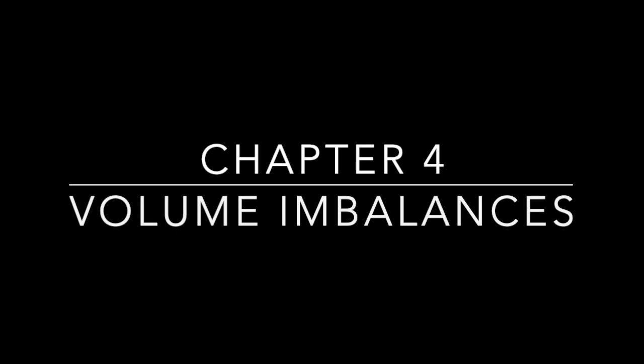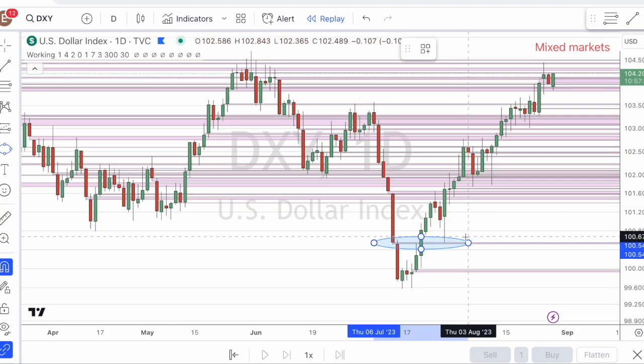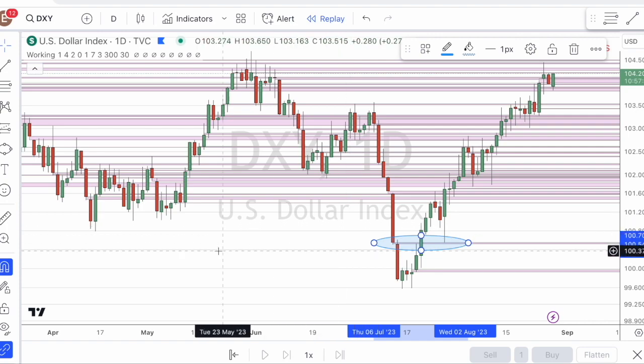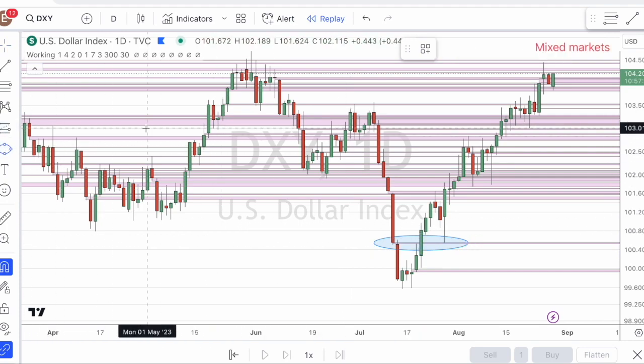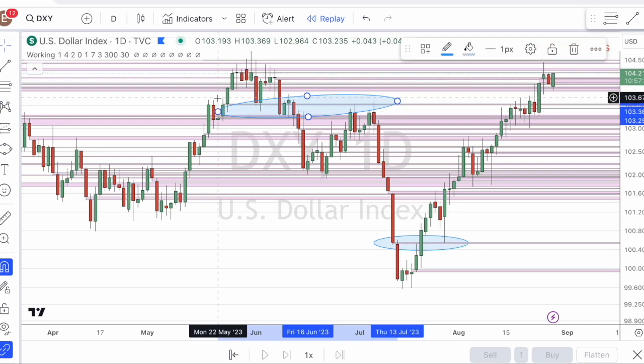Chapter 4. Volume imbalances on the same time frame. I am a great fan of volume imbalances on daily chart though, as they are a must-have on any asset class. On the other hand, I am not a fan of volume imbalances on very low timeframes, mostly because there are too many of them, and even if they served me well for the dollar index on 5-minute chart, I do not use them as much trading indexes.